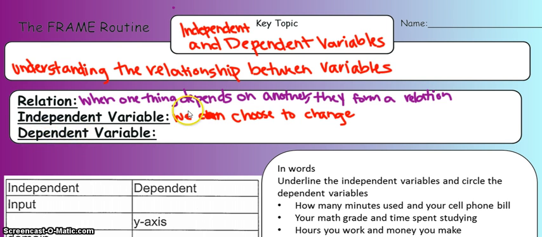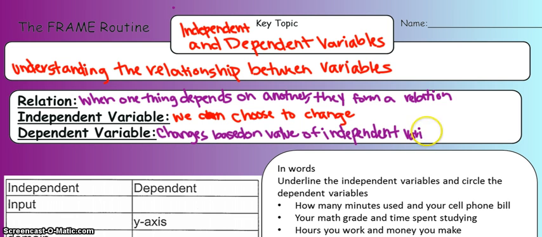Alright, our dependent variable changes based on the value of independent variable. Okay, so independent variable we can choose to change. Dependent variable changes based on value of independent variable.